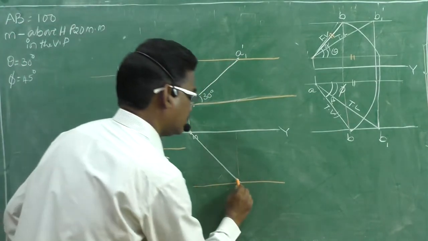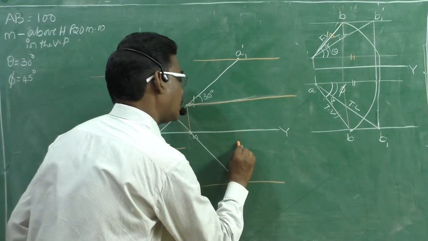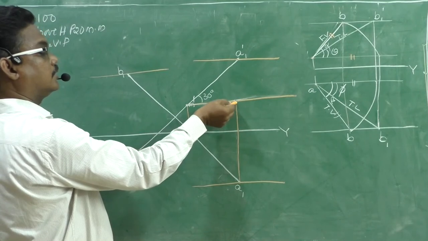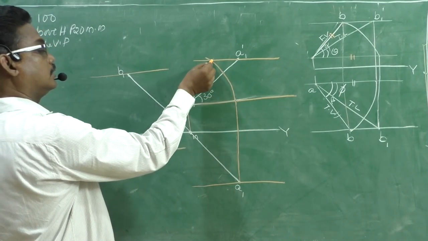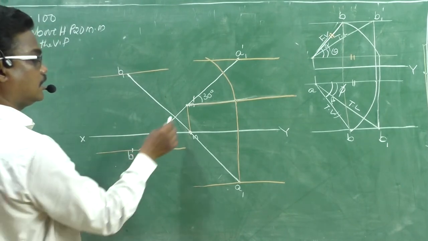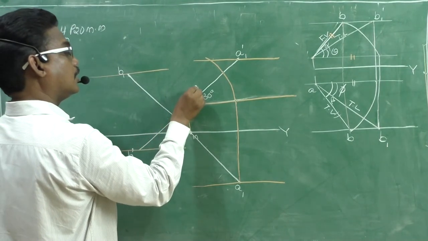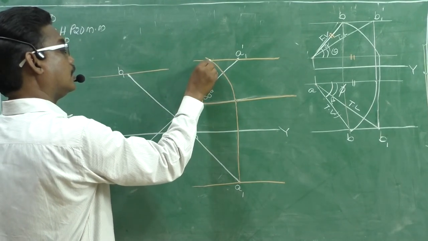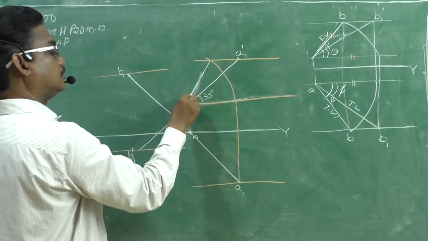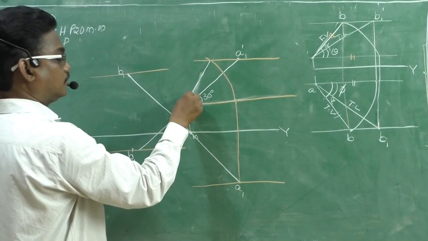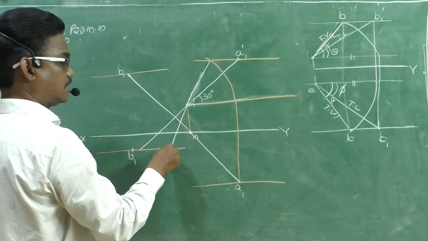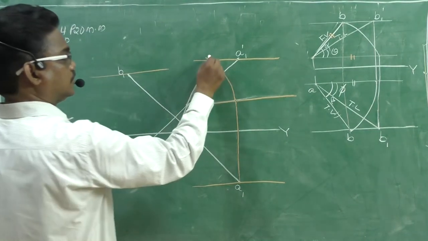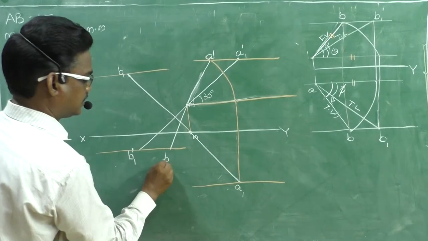Now project it, and with this fixed point as center, rotate it. Okay, this is half of the front view, and you can extend it up to the locus line. This is the full AB line front view. Therefore, this is A dash and this is B dash.